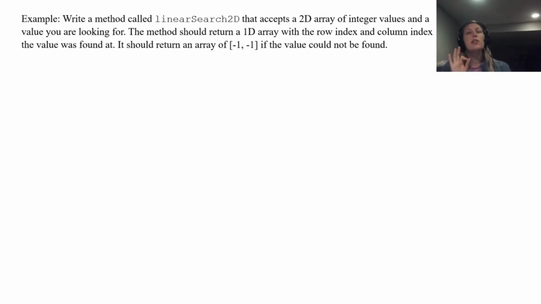Okay, so here are the instructions for this particular algorithm we're going to write. Again, it's going to change slightly depending on your instructions, but here's an example one. It says: write a method called linearSearch2D that accepts a two-dimensional array of integers and a value you are looking for. So there are going to be two parameters here. The method should return a one-dimensional array with the row and column index the value was found at.